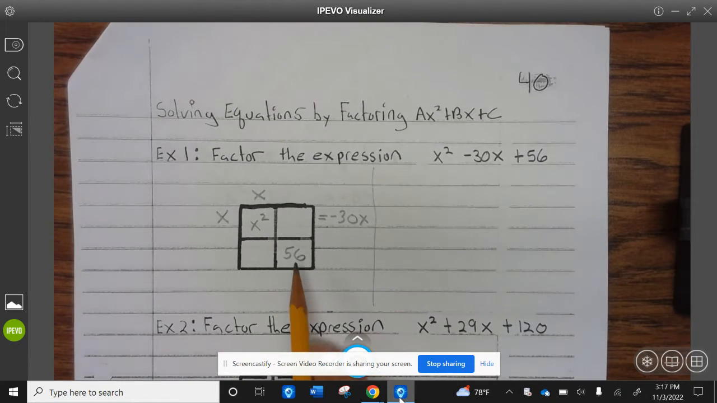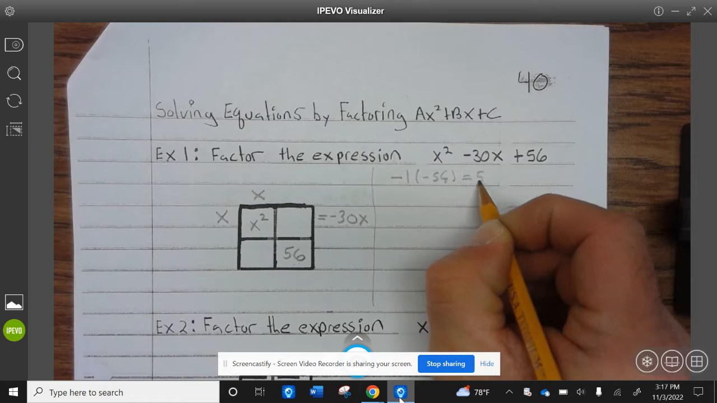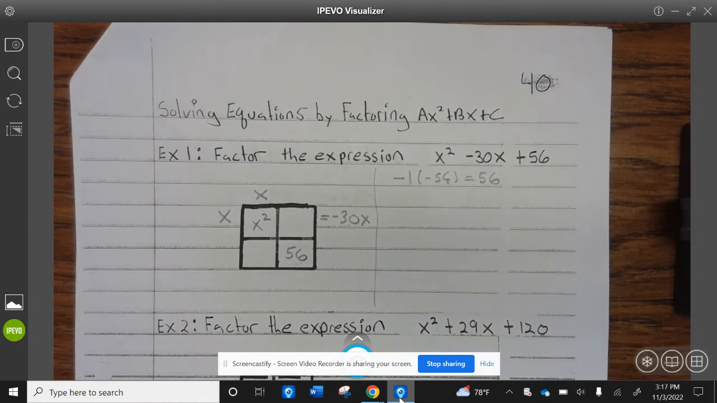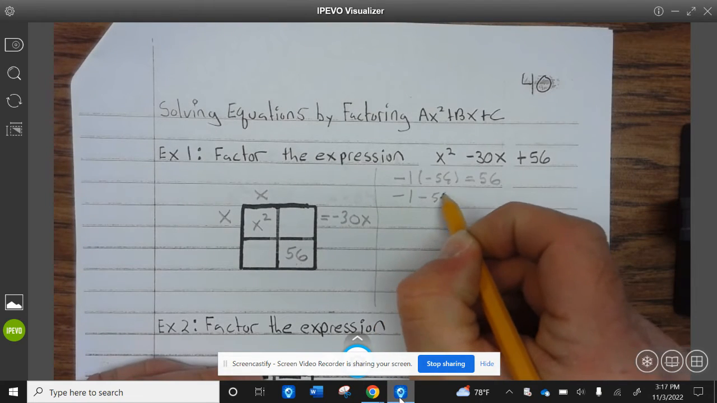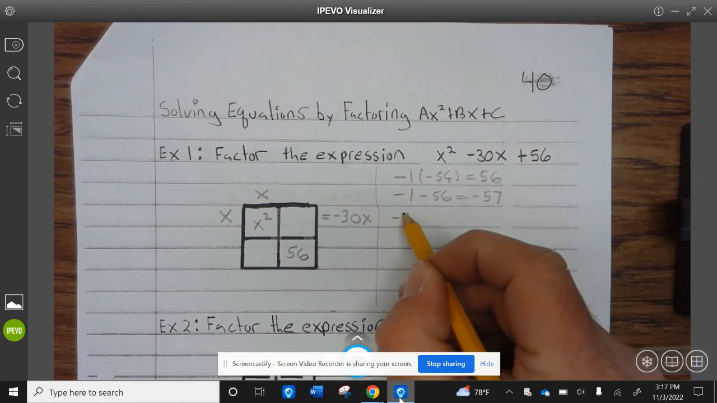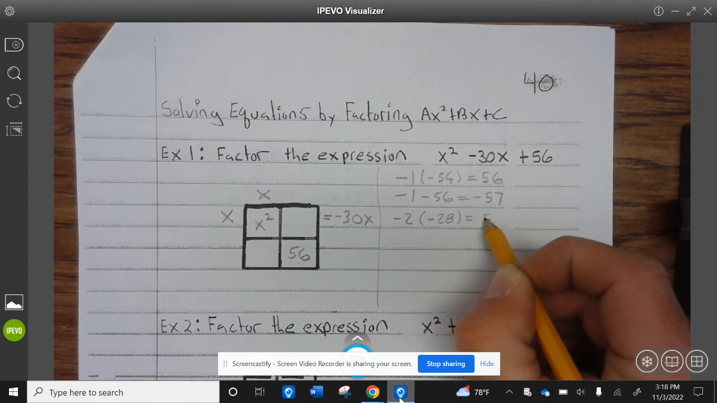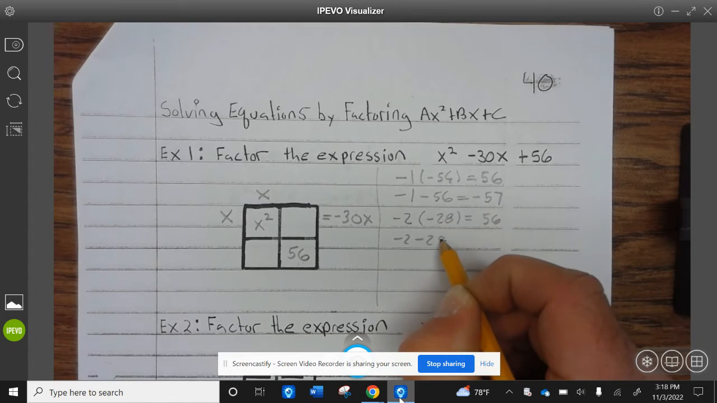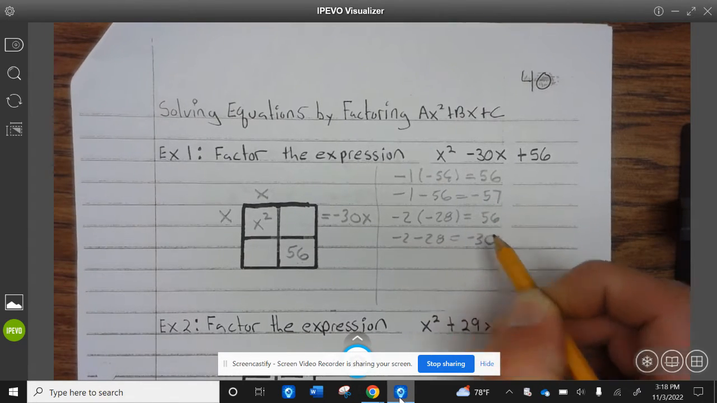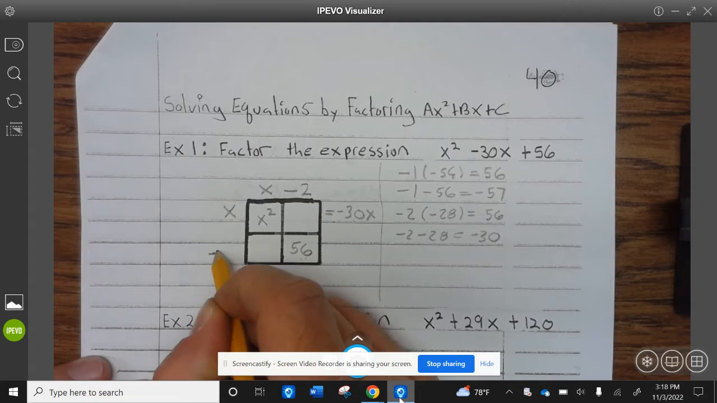okay? So, since we need a positive number here and a negative number here, you have to multiply two negative numbers. So, negative 1 times negative 56 is positive 56. Negative 1 minus 56 is negative 57. That doesn't work, so now let's try negative 2 times negative 28 equals positive 56. Negative 2 minus 28 equals negative 30. So our factors are x minus 2, x minus 28.